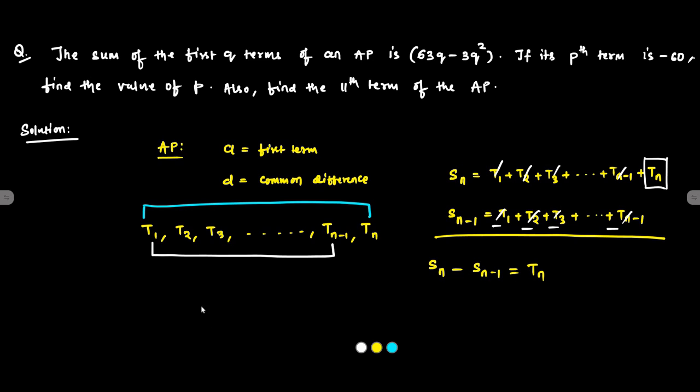Similarly, here if we do Sq, the sum of the first q terms, minus the sum of the first q minus 1 terms, we will have the qth term Tq. Same way, same principle. So first we'll determine Sq and Sq minus 1. We have the Sq expression with us.